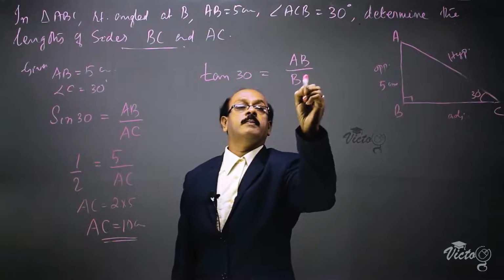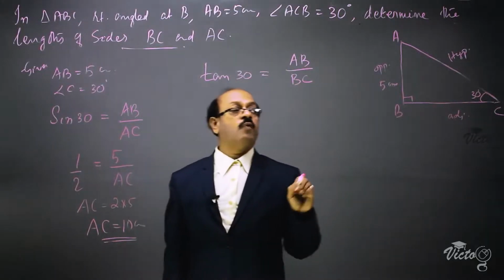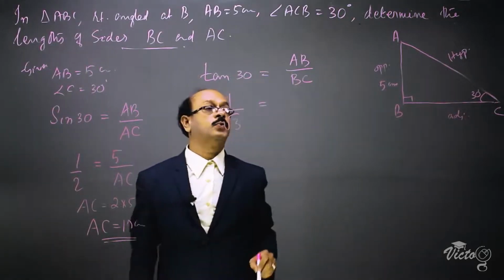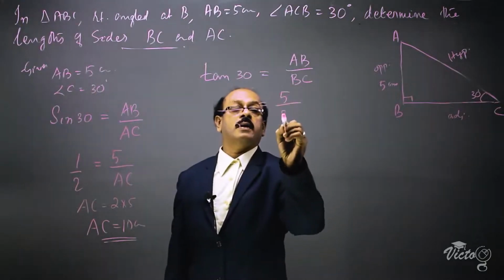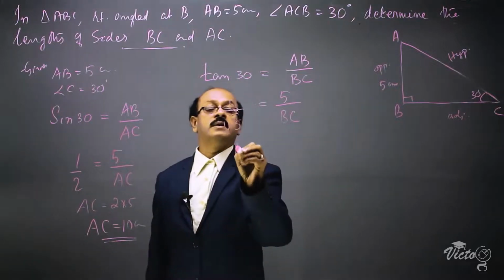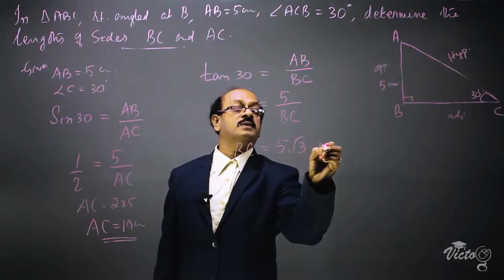Remember the value of tan 30. Tan 30 is 1 by root 3. 1 by root 3 is equal to, the value of AB is 5 centimeters, so 5 divided by BC. Cross multiplying, 1 into BC is BC itself. BC is equal to 5 into root 3, is 5 root 3 centimeter.